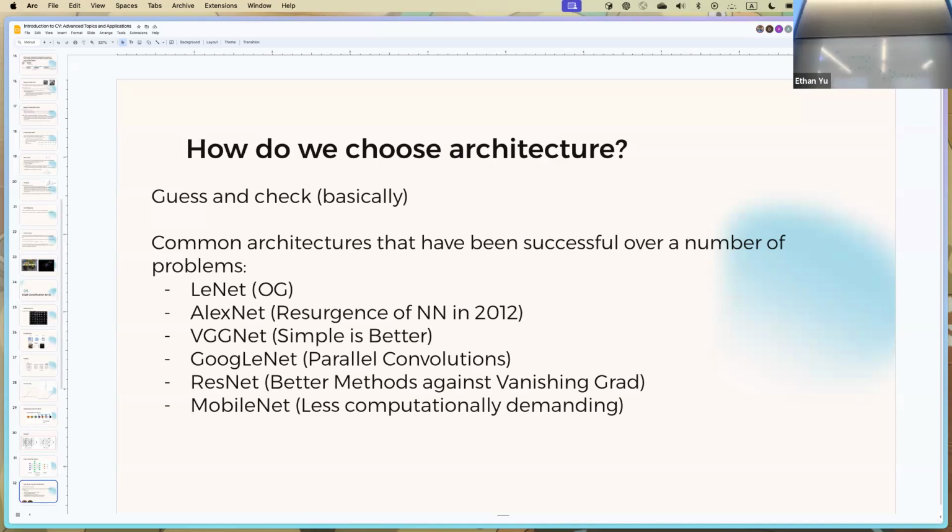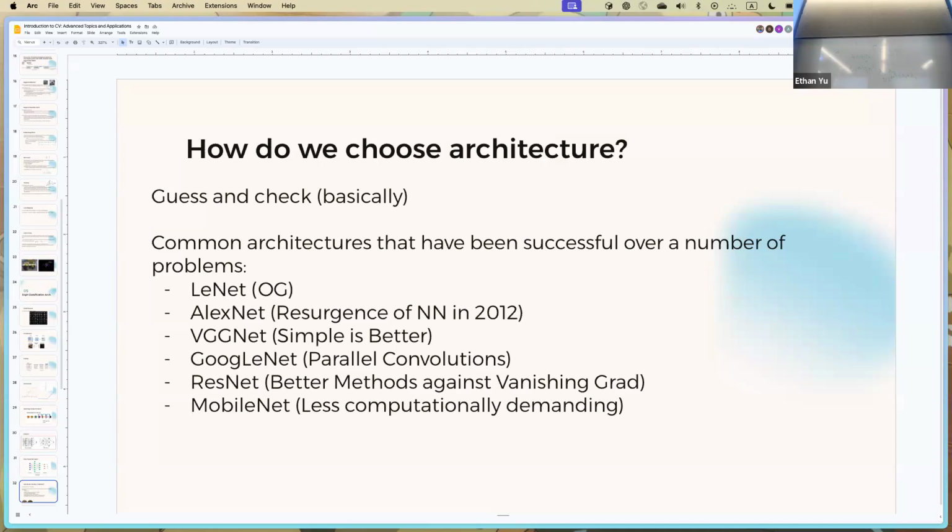Then we have VGGNet, which was very simple. I think it might have 1 or 2 convolutional layers and maybe 3 fully connected layers. It's a very small network now, but it still works very well. Then we have GoogleNet, where you have parallel convolutions going on. So not all the data is passed linearly. You have some data going this way, some going that way, and you do that in parallel, and then you combine them at the end.